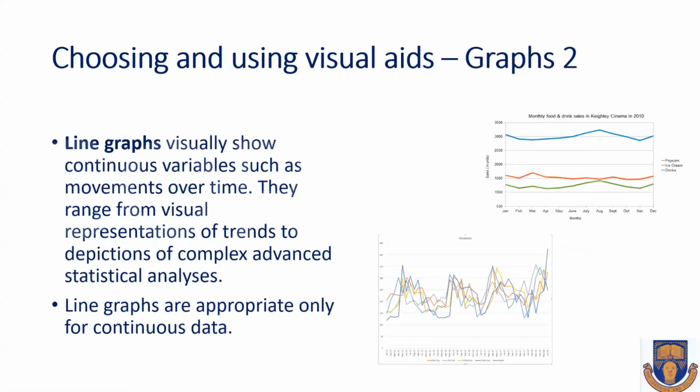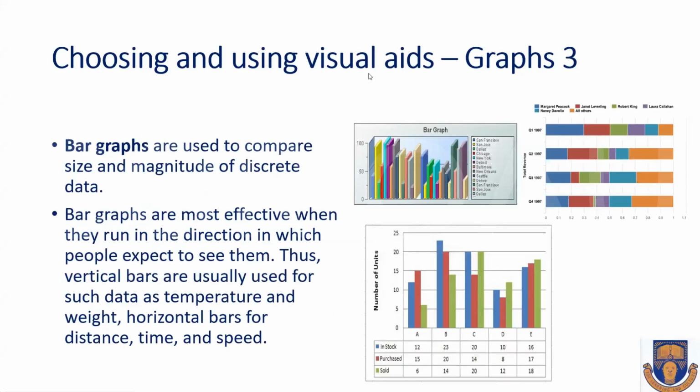These are line graphs. Line graphs show continuous variables, such as movement in time, speed. You can use a line graph. They tend to depict trends or complex things. Line graphs are more appropriate when you have continuous variables, continuous data, or when you're looking at a trend, 1990 to 2022. You can use line graphs when you're doing this kind of continuous data.